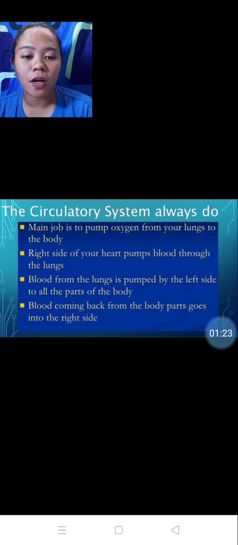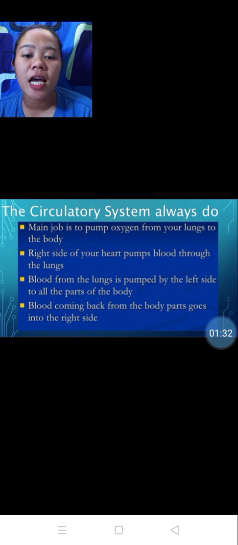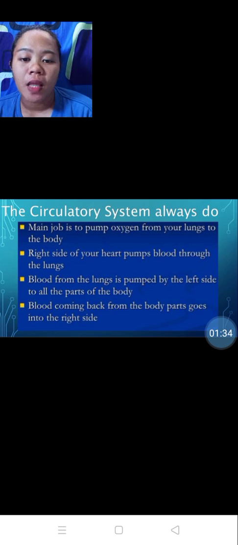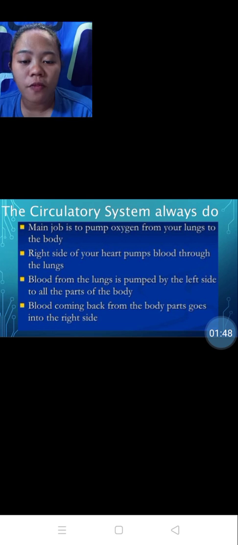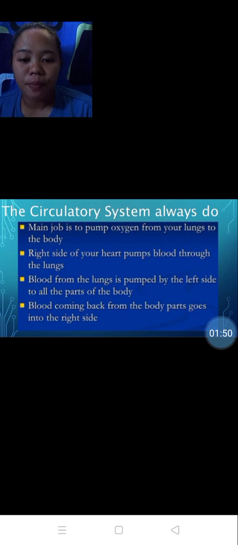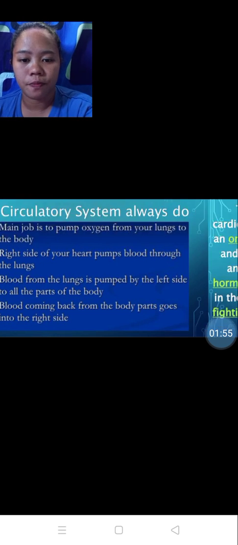So, the main job of the circulatory system is to pump the oxygen from our lungs to the body. Yan po yung main functions ng circulatory, is to pump the oxygen from our lungs to the body. So, the right side of your heart pumps the blood through the lungs, and the blood from the lungs is pumped by the left side to all the parts of our body. Blood coming back from the body parts goes into the right side.